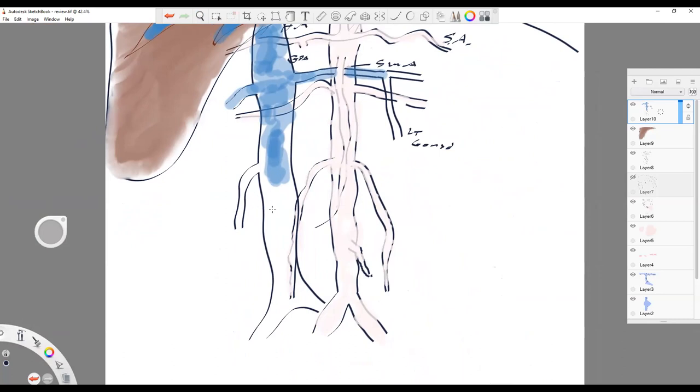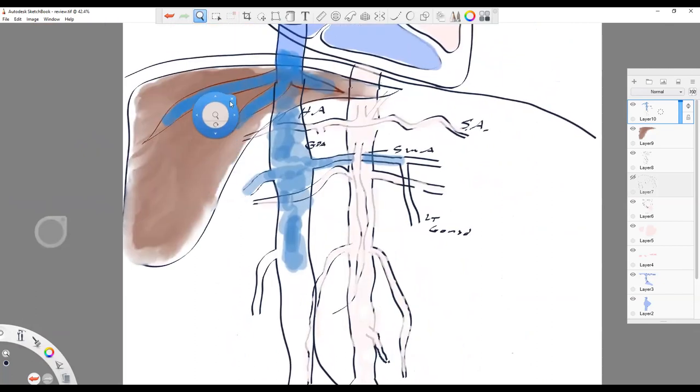Okay. So IVC, of course, left gonadal vein, right gonadal vein, left renal vein, right renal vein, three hepatic veins. All their purpose is to bring blood back to the heart, deoxygenated blood back to the heart. All right.